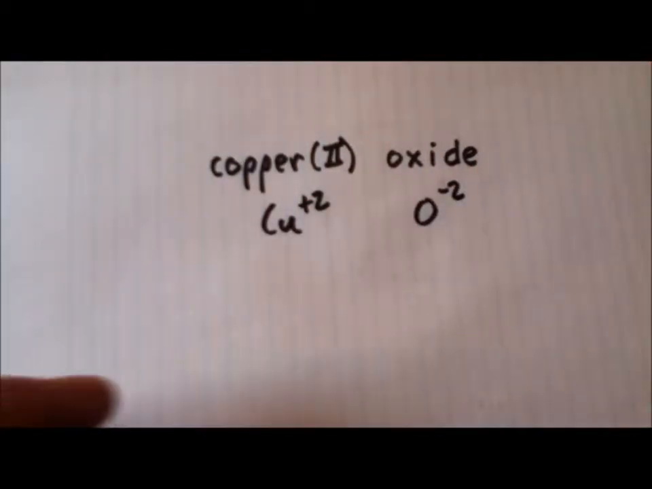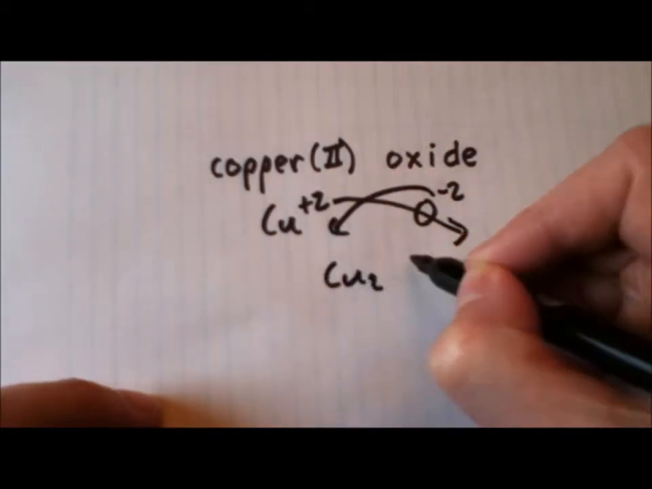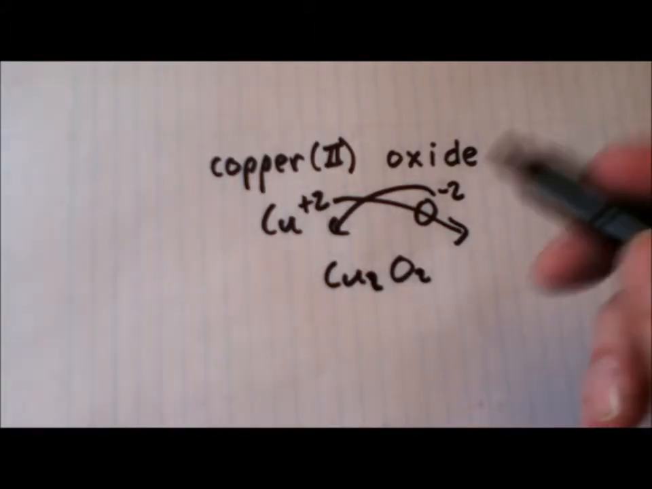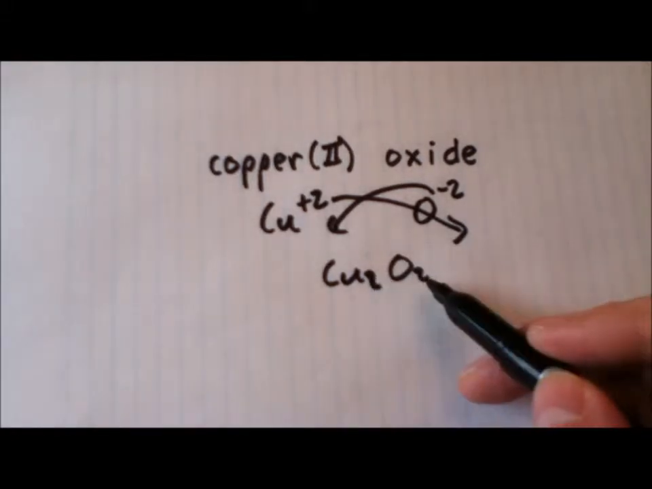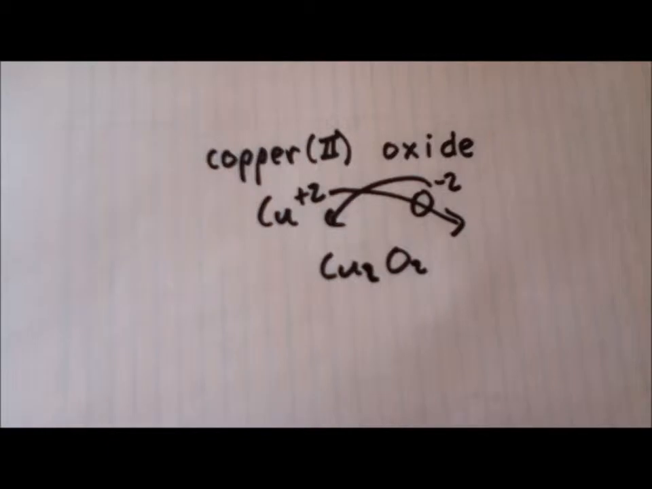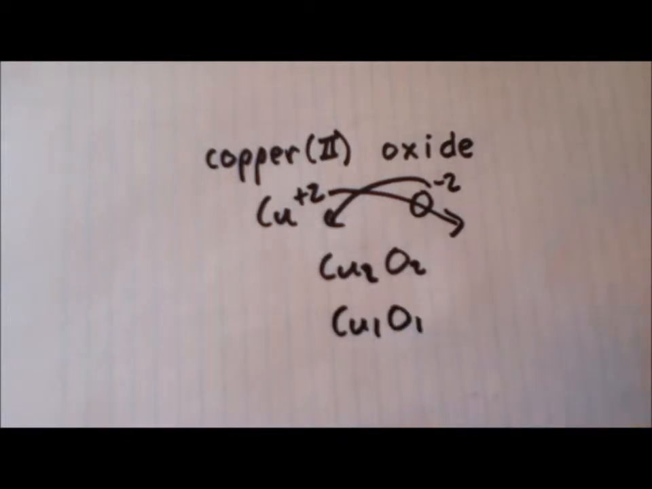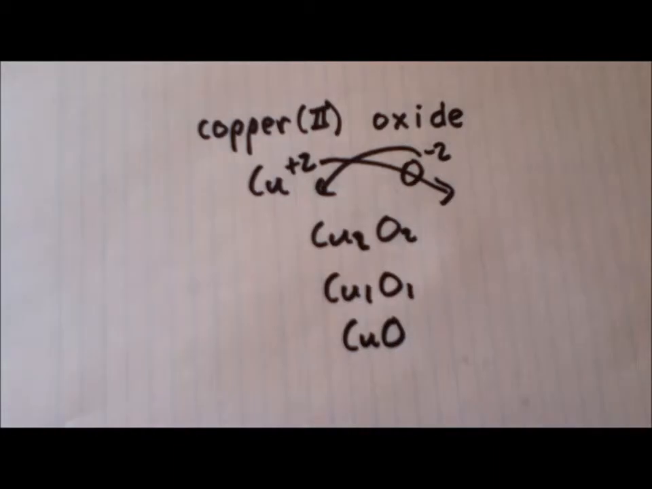Now we do a crisscross rule. And we have Cu2O2. We have only one type of non-metal there, so it's not polyatomic, so we don't have to worry about brackets. But 2 and 2 are not in lowest terms. So we divide both of those to get the numbers lower. If we divide both of them by 2, we get Cu1O1, which we don't generally write that way, and we write it CuO. That's copper oxide.